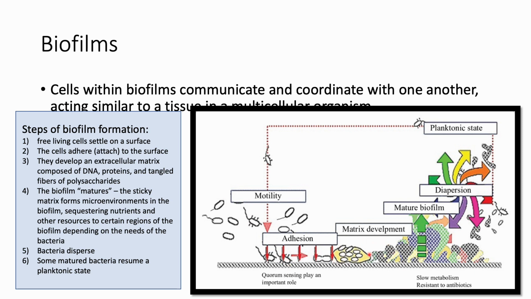And then it's going to start maturing. And this sticky matrix kind of forms all over this microbial community and sequesters certain things in terms of nutrients and certain types of bacteria. And it really organizes itself into a very effective community. At that point, this mature biofilm can disperse some of the bacteria. Some bacteria can just kind of break off and disperse and become free living again, and they can go form a biofilm somewhere else. And this biofilm can just keep thriving here as well.